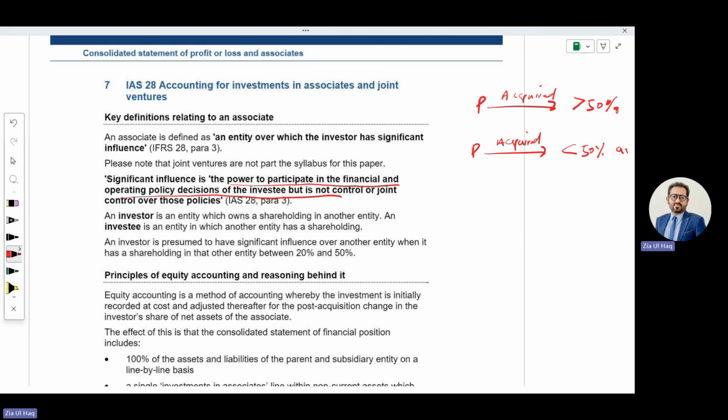An investor is an entity which owns a shareholding in another company, and the investee is the entity in which another entity has a shareholding. That means the parent company is the investor and the other company is the investee. An investor is presumed to have significant influence over another entity when it has a shareholding in that entity between 20% and 50%. That means above 20% but below 50%. If holding is above 50%, then it is a subsidiary. If holding is below 20%, it is neither a subsidiary nor an associate.